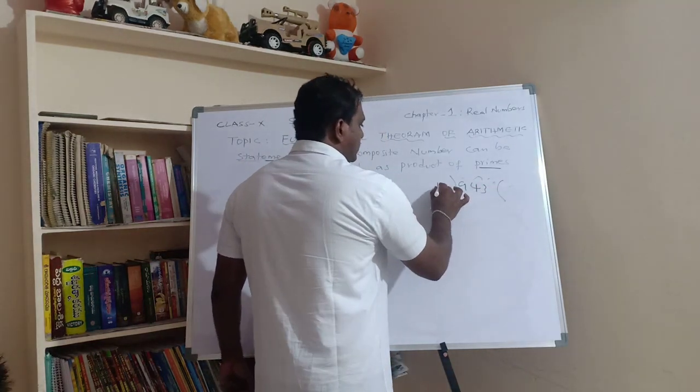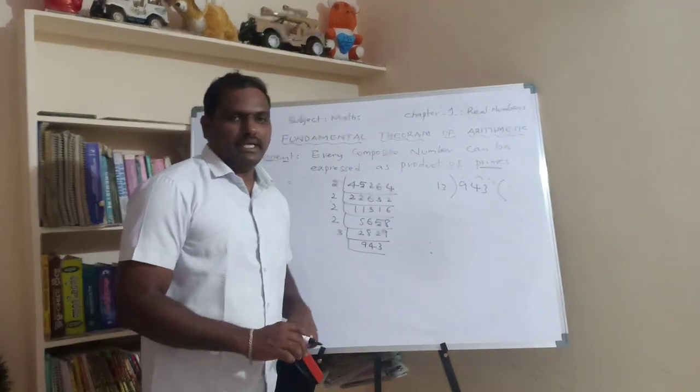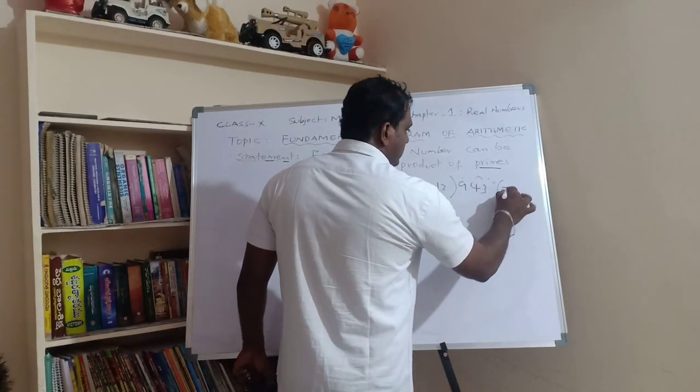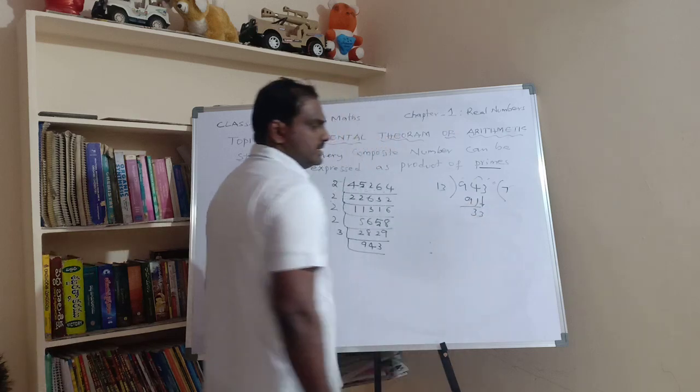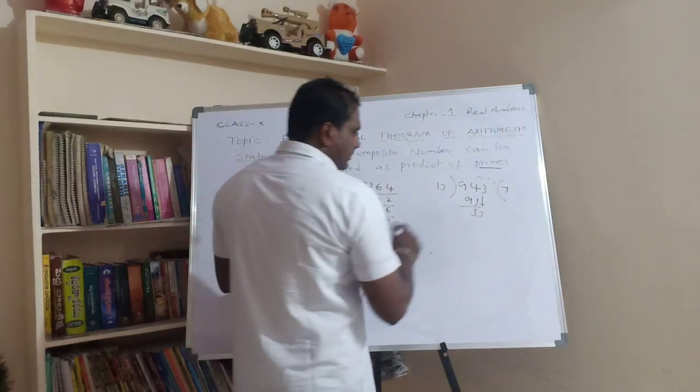numbers. 13 table. 13 5s are 65. 13 6s are 78. 13 7s are 91. Remainder is 33. 13 1s are 13. 13 2s are 26. 13 3s are 39. 13 also is not possible.